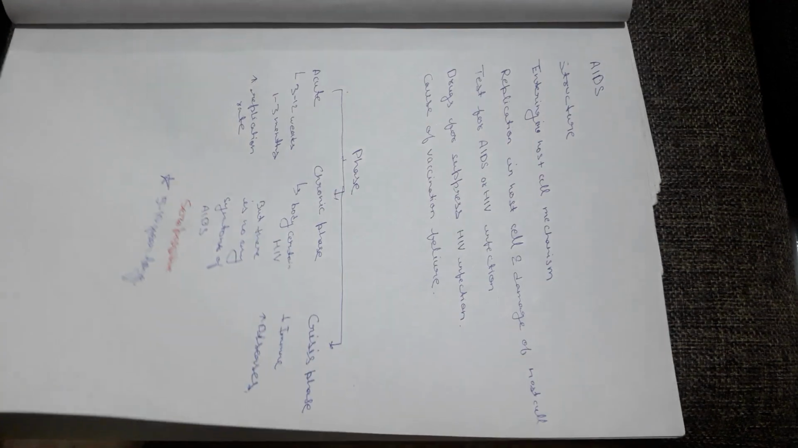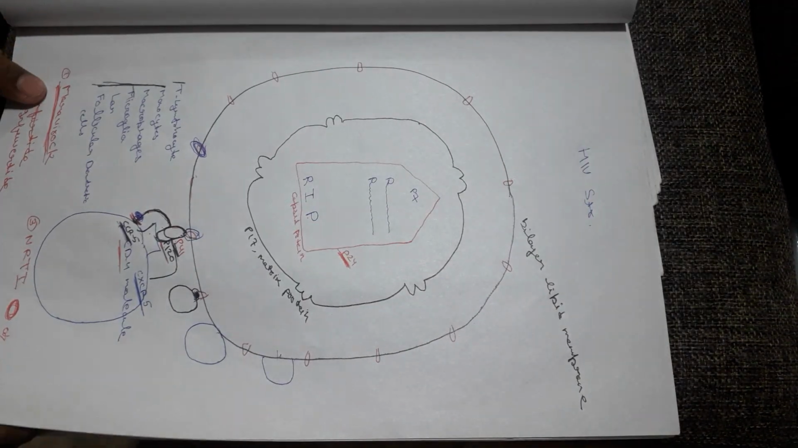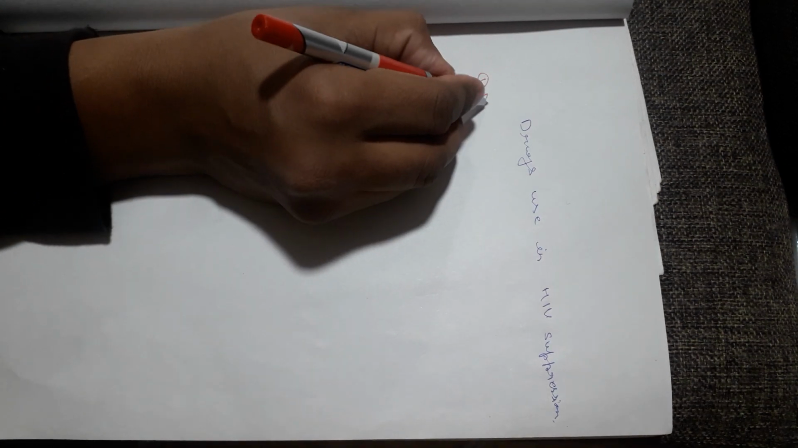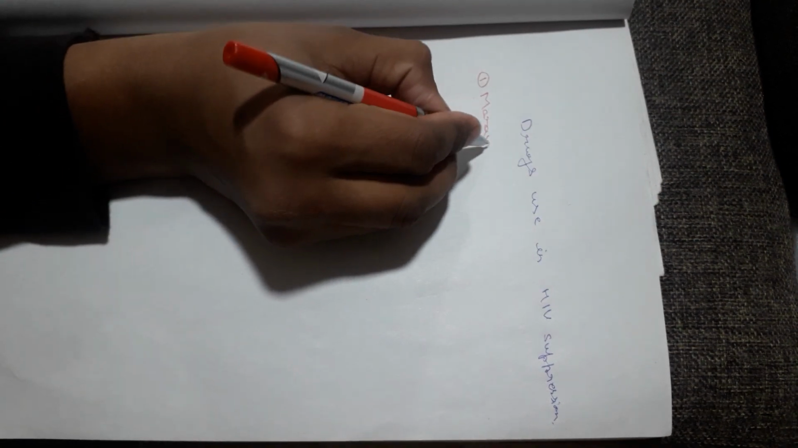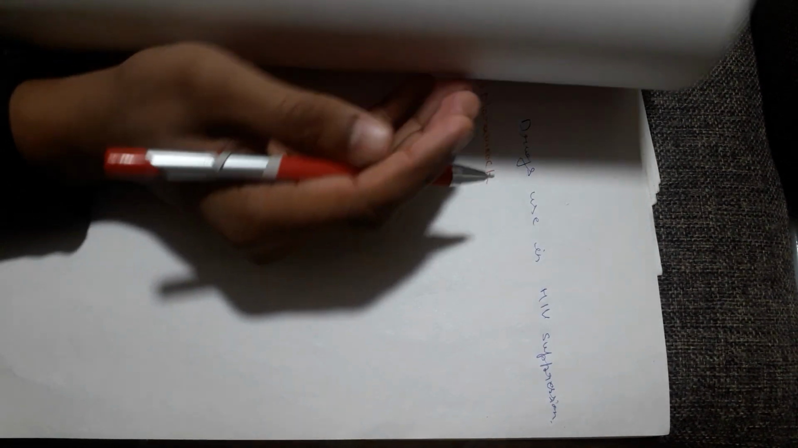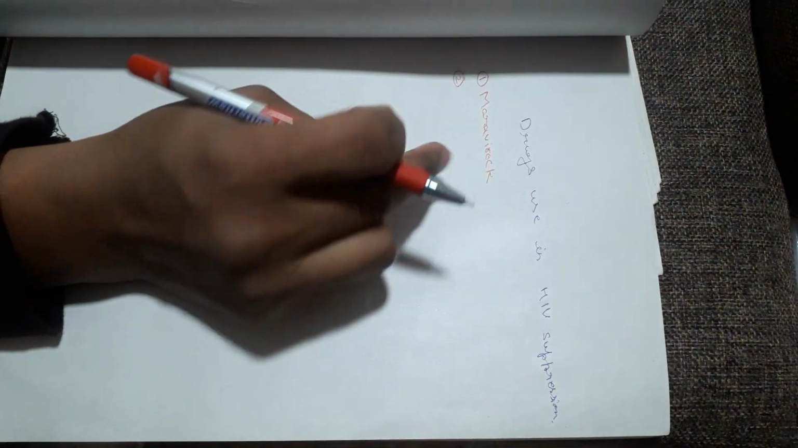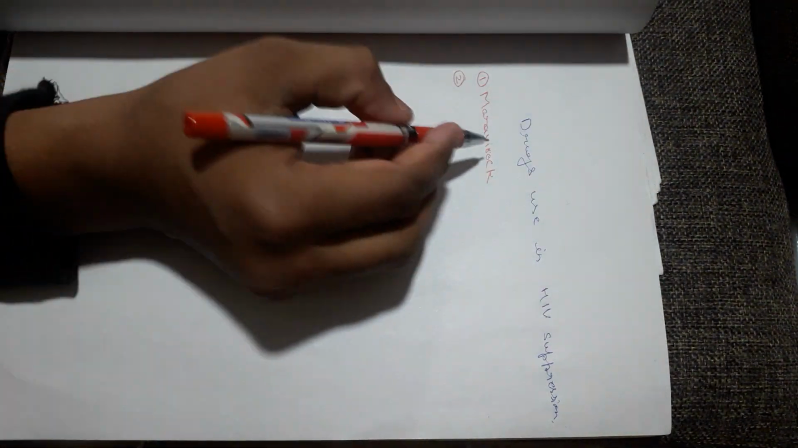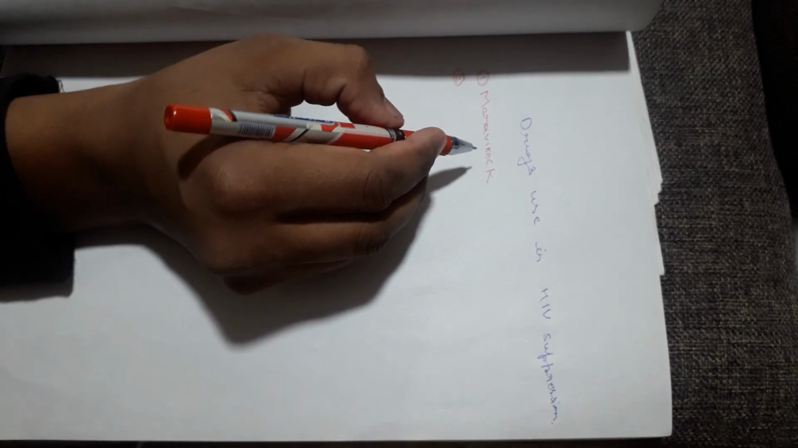Number one drug which is used in HIV suppression. This is Maraviroc. Maraviroc binds with CCR5, so gp120 will not bind with the CCR5 molecule, and infection will not occur.